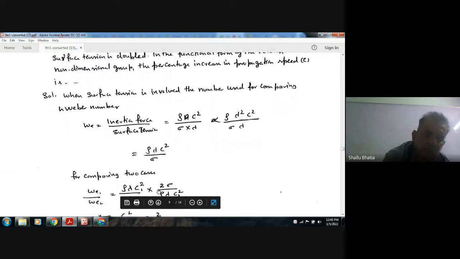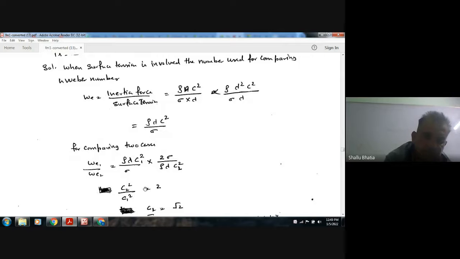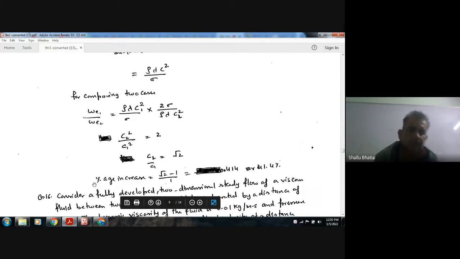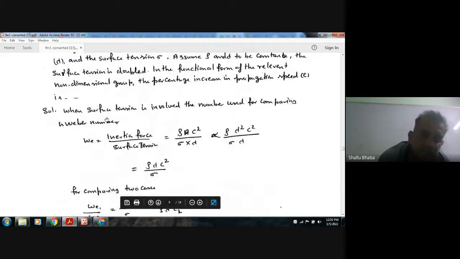Okay. Now for the two cases the Weber number should be same. So rho lambda c1 square by sigma. Here rho and lambda are same, and so velocity c2. As these numbers are same, the Weber number should be same, because we have to use one of the non-dimensional numbers. For dynamic similarity, the Weber number should be same.